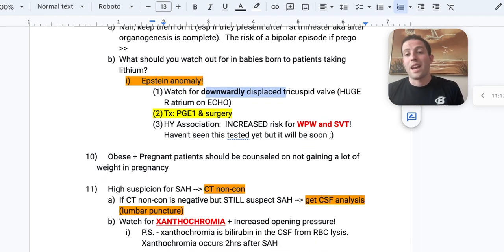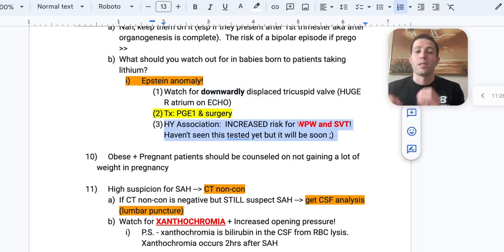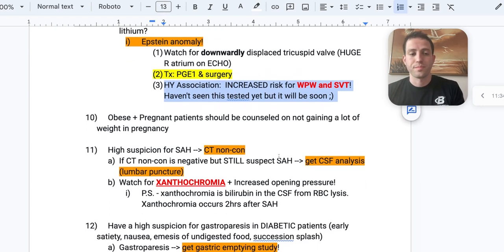All right, and so something that I have not seen tested yet, but I almost guarantee it shows up in future test questions, is the high yield association between Wolff-Parkinson-White and supraventricular tachycardia with Ebstein anomaly. So you have to keep that in the back of your mind. They love associations on the USMLE Step 2.